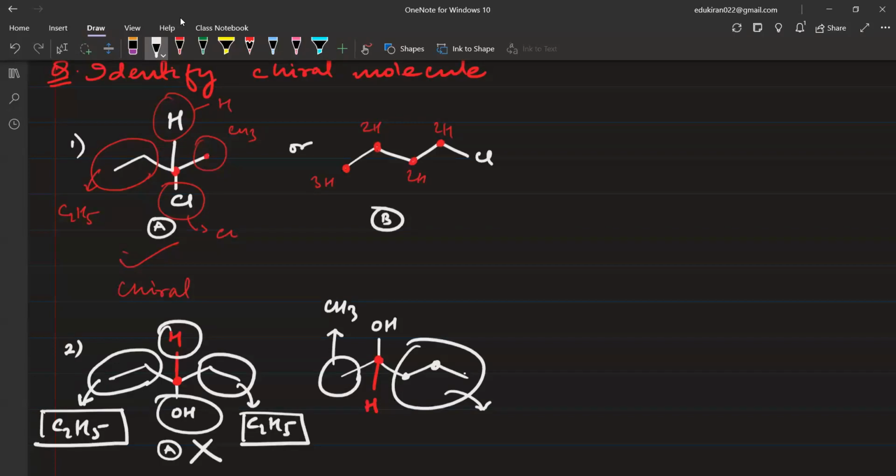1, 2, 3. This will be C3H7. Okay, so all of the groups are different, and that's why this is going to be chiral. All of you got this? Yes or no? Please tell me.